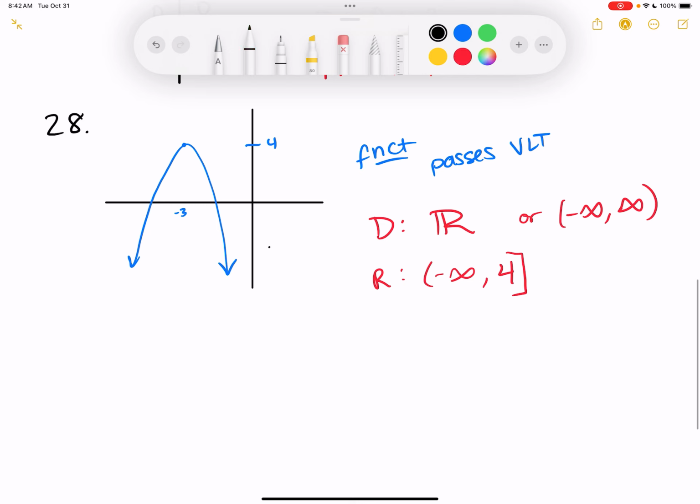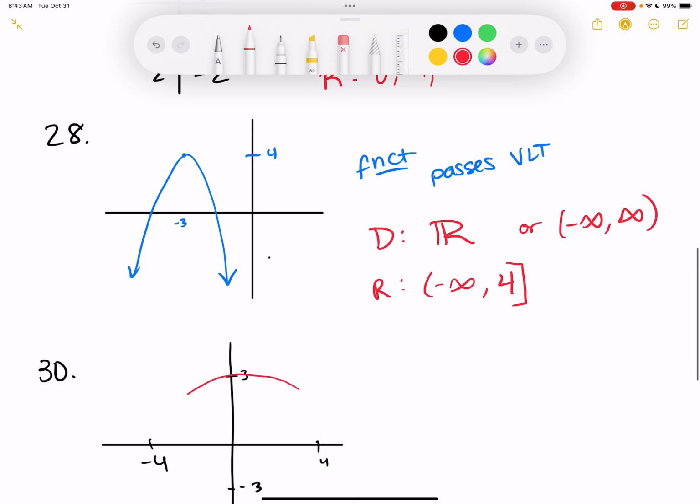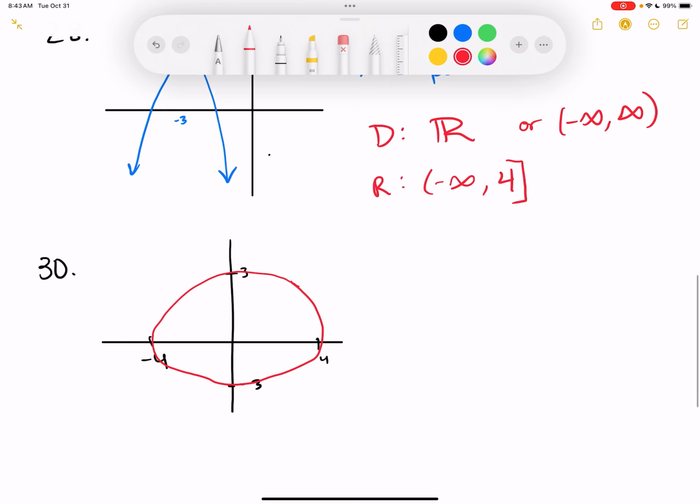All right, number 30, just to look at another one of these really fast. So I've got the origin up here at 3, -3, 4, -4. It's going to try to make that into a circle, so I'm just going to not even try. So, ignoring my ugly picture, what shape are we dealing with? Circle or oval. An oval.